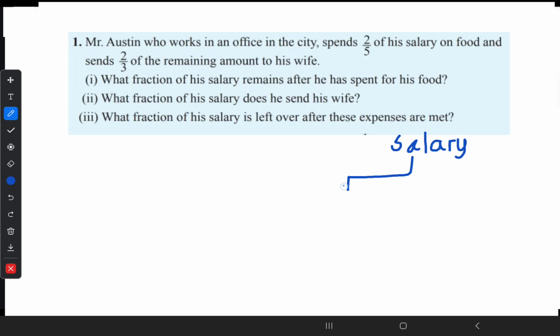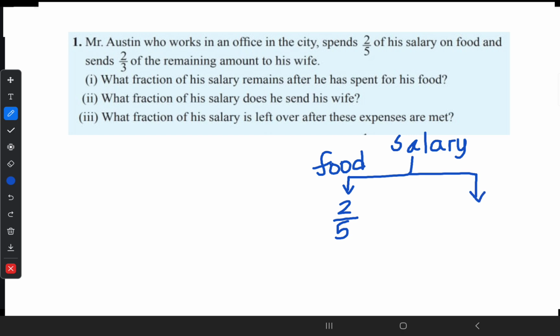The salary, we don't know how much the total salary he got, but from that salary, 2/5 portion was spent on food. So 2/5 spent on food. Thereafter, this is called a tree diagram. This is an easy pictorial diagram method to do fraction type questions. Thereafter, he spent this much amount on food.